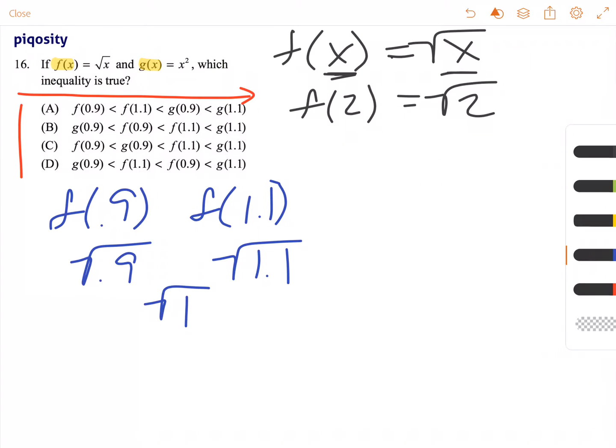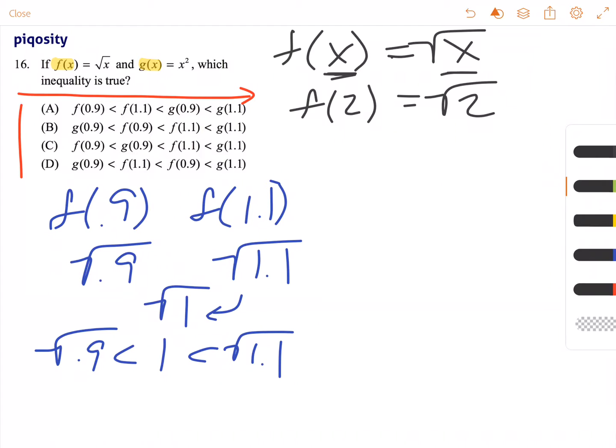Now, the square root of 0.9 is not going to be larger than the square root of 1, because 0.9 is less than 1. So you know that it's going to be a little bit less, or somewhere close to 1, but still less than. So the square root of 0.9 is less than 1. And then for the square root of 1.1, you know that this value is a little bit larger than 1, so it's going to be somewhere above 1, so greater than 1.